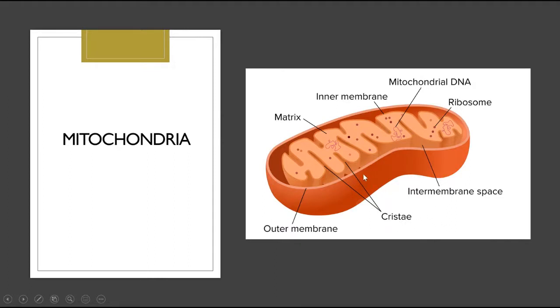Okay, why are the cristae important? Because they increase the surface area surrounding the whole organelle. And we will see that this surface area is again important for energy production. So more surface area means more energy production. Okay.